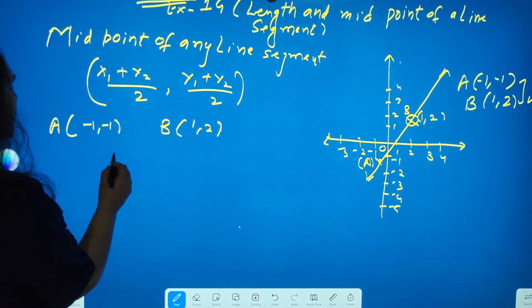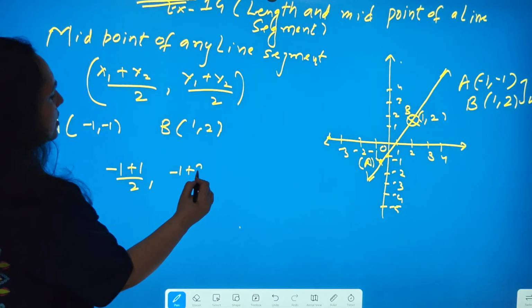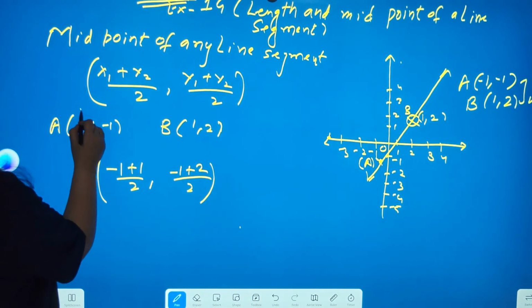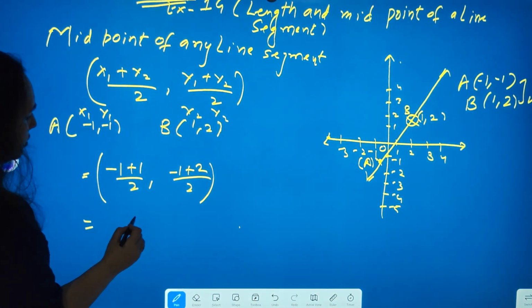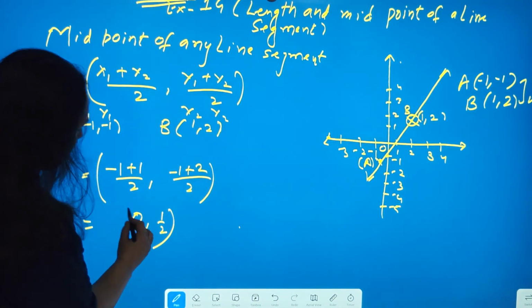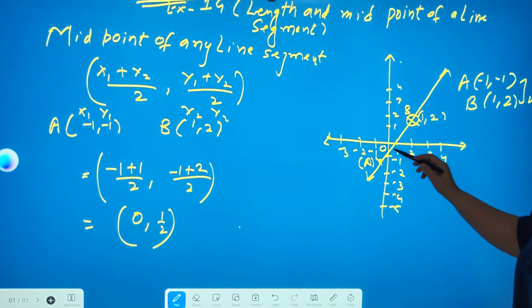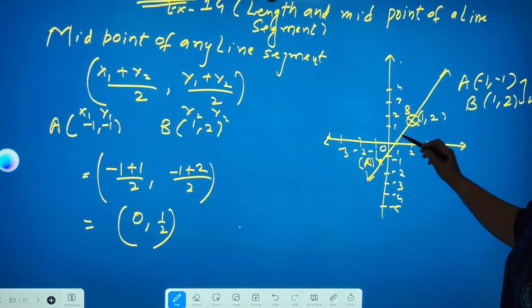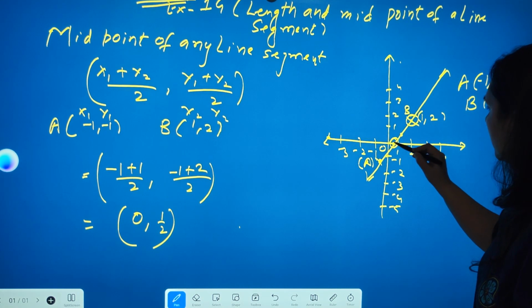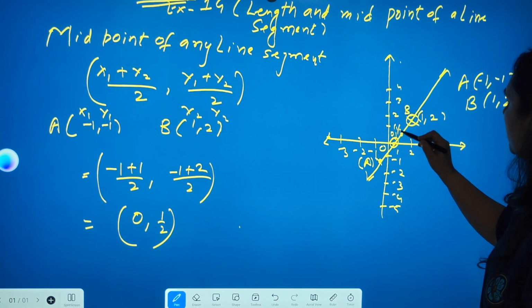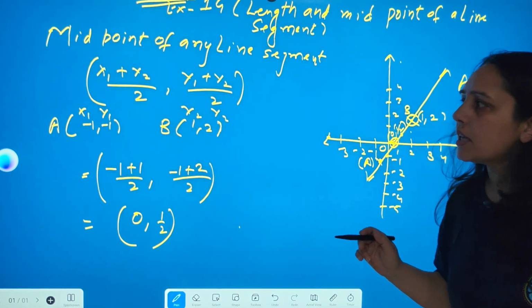Now how to find the midpoint of this line? That is -1 plus 1 by 2 and -1 plus 2 by 2. Here this is x1, y1 and this is x2, y2. Now what is its value? This is equal to 0 and 1 by 2. So this is the midpoint of this line, somewhere here, at 0 and 1 by 2. And next we will discuss the examples from the exercise.